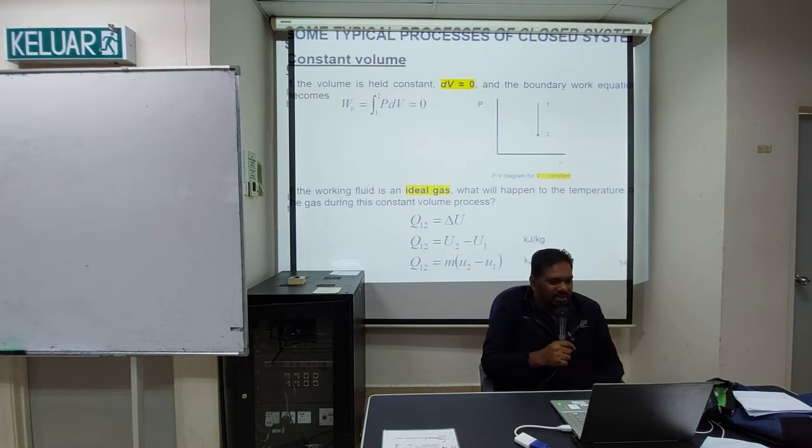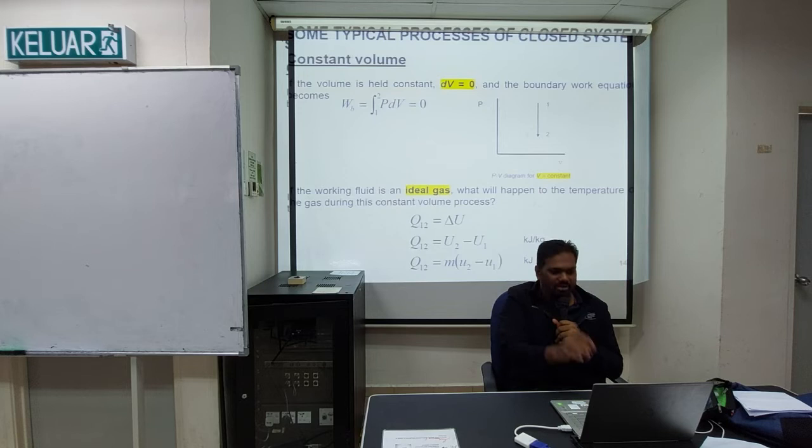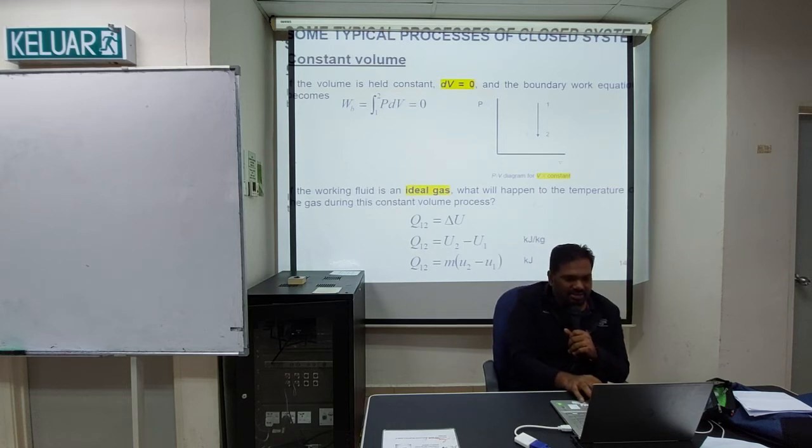Okay, some typical process of closed system. Okay, dalam closed system boleh ada constant volume. Okay, constant volume. If the volume is constant, so maksudnya dV equals to 0. So meaning there are no changes here, and the boundary work equation become, so WB become 0. Sebab yang ini dia berkaitan dengan volume. If there is no changes in the dV, so maksudnya tak ada perubahan dekat sini.